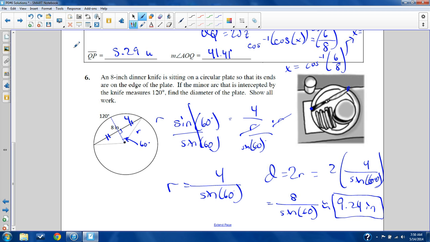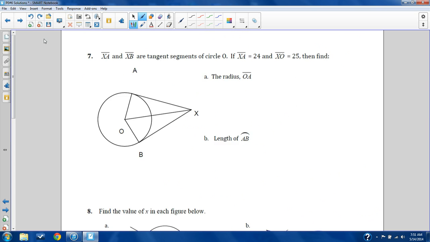Quick water break as you look at that problem. One second. Okay, moving on to the next page.